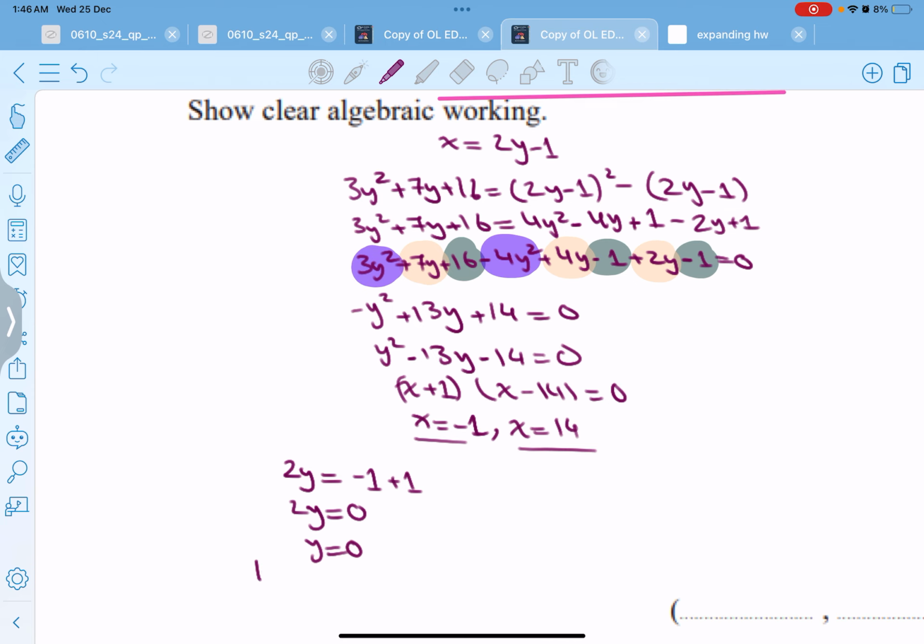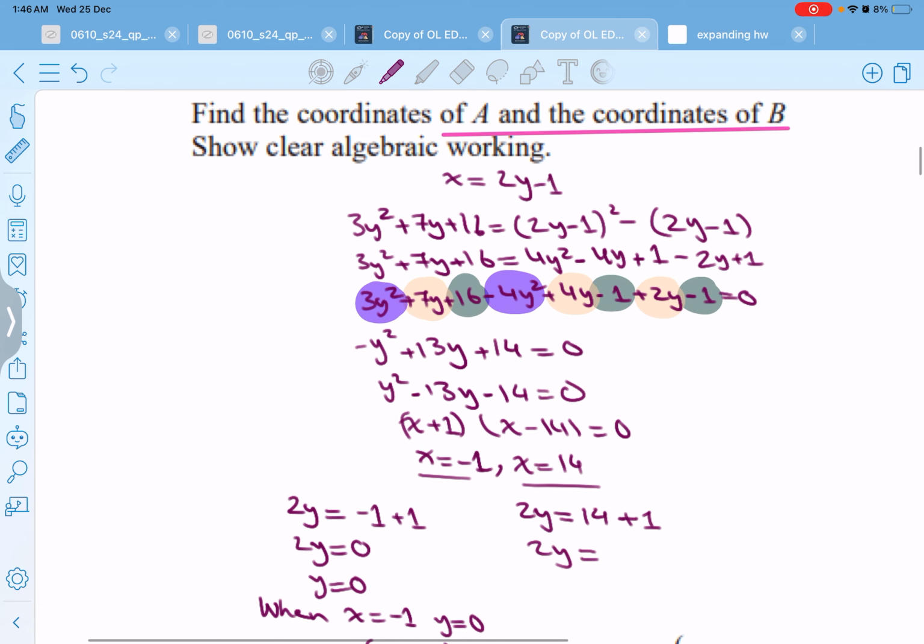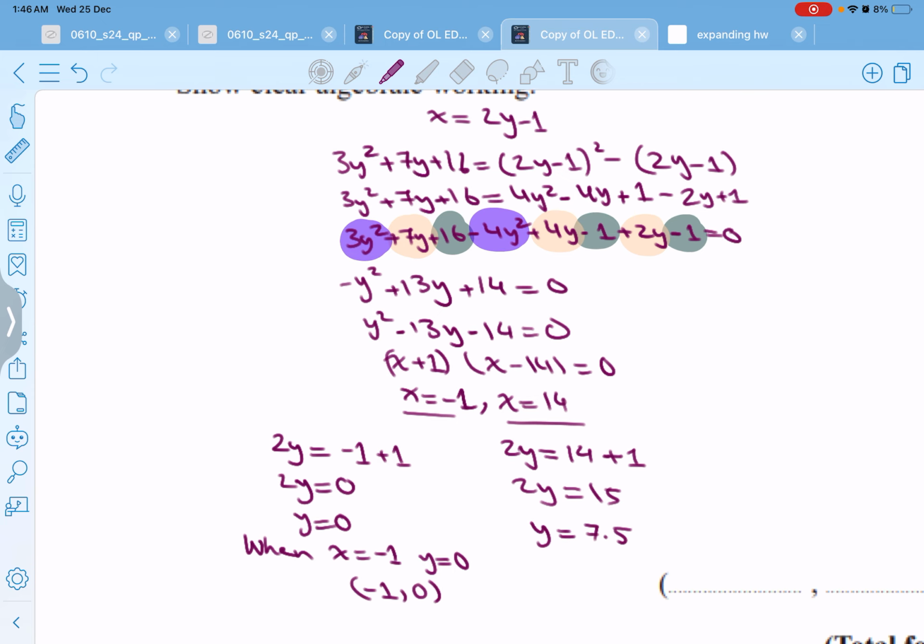So I'll write: when x equals negative 1, y equals 0. Write them as negative 1, 0. Then 2y is equal to 14 plus 1. This is what's written above, right? So 2y is equal to 15, so y is equal to 7.5. So I'm going to say when x equals 14, y equals 7.5.